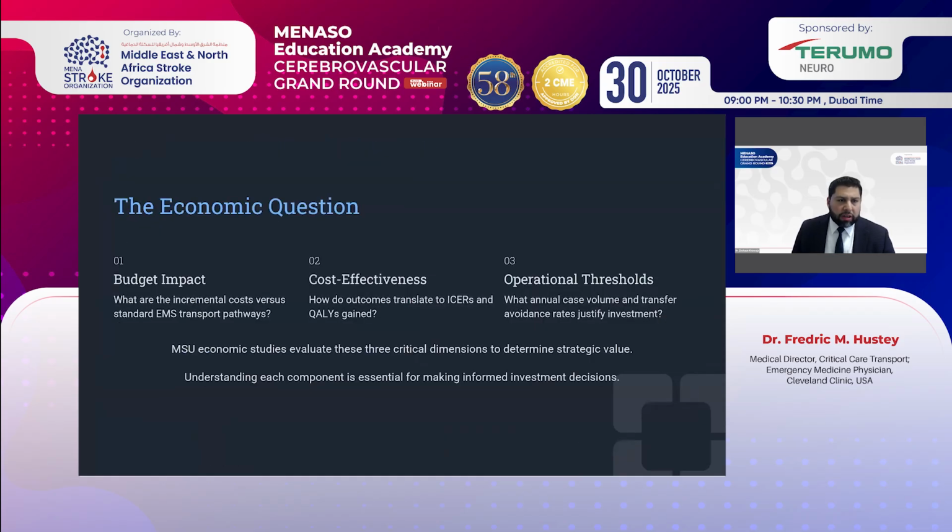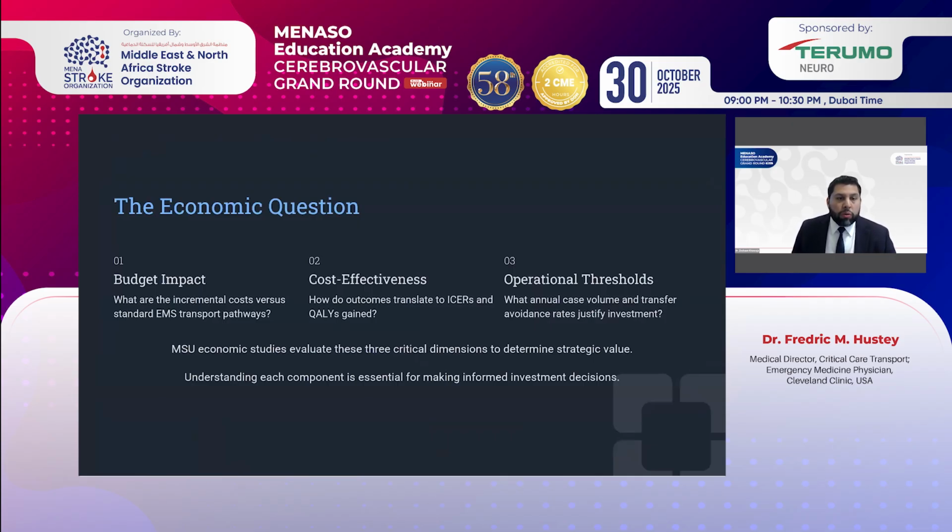And so what is the economic question? Number one is, what is the impact to the bottom line? What are some of the incremental costs of implementing a mobile stroke unit versus standard EMS pathways? And secondly, is it cost effective? How are we measuring the value of a mobile stroke unit?